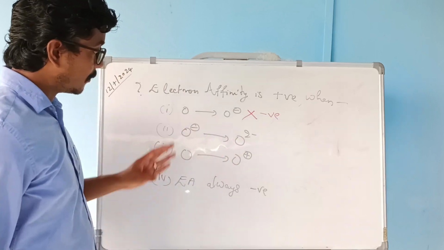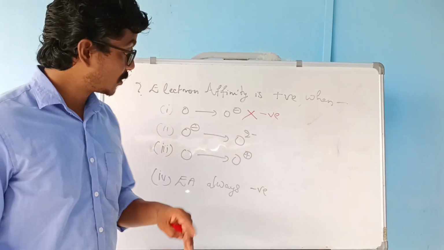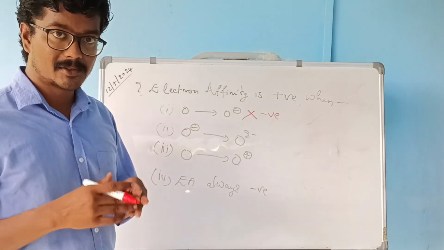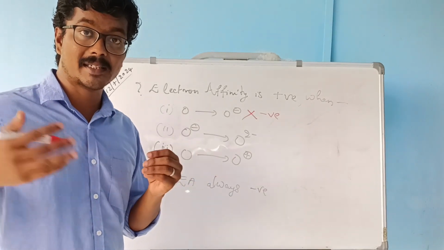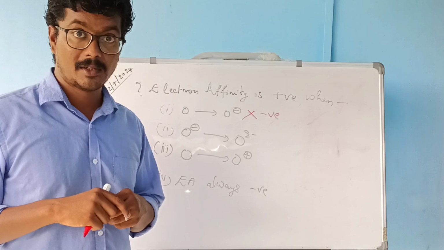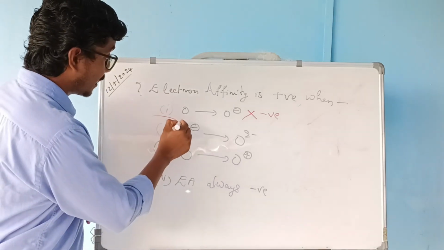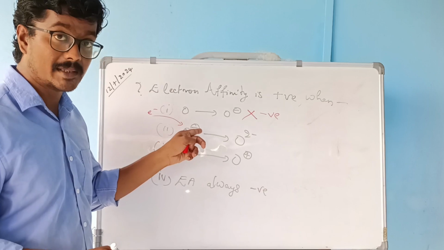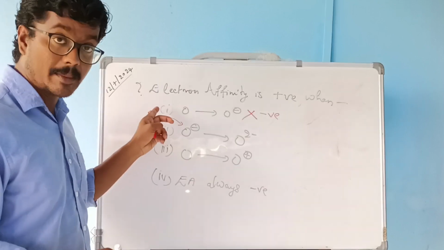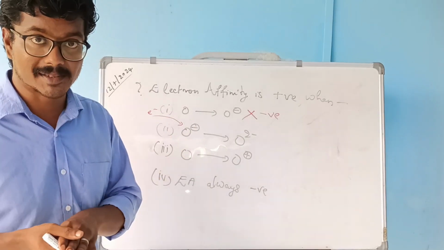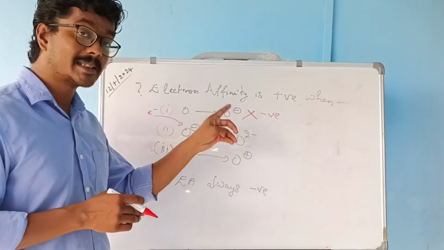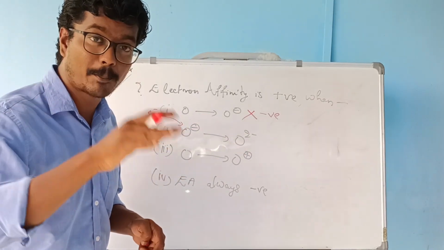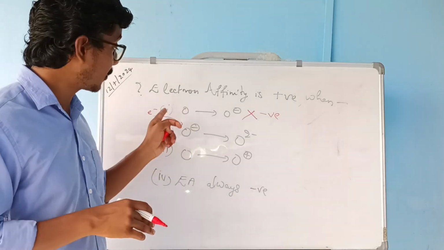What about the second case, O minus to O2 minus? There is already a negatively charged oxygen ion, and it has the tendency to accept another electron also. But when another electron comes closer to this O minus ion, there is electron repulsion. So when O minus is converted to O2 minus, we have to apply some energy to overcome this.